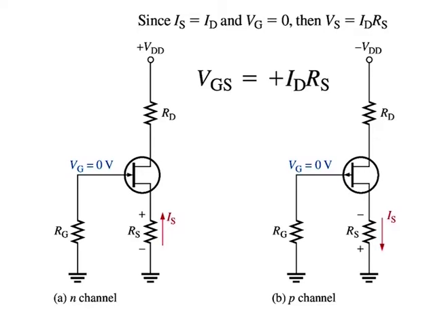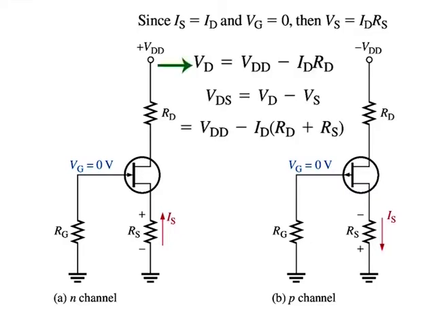The drain voltage with respect to ground is determined as follows, where VD is equal to VDD minus ID times RD. Since VS is equal to ID times RS, the drain to source voltage is VDS is equal to VD minus VS, is equal to VDD minus ID times RD plus RS.